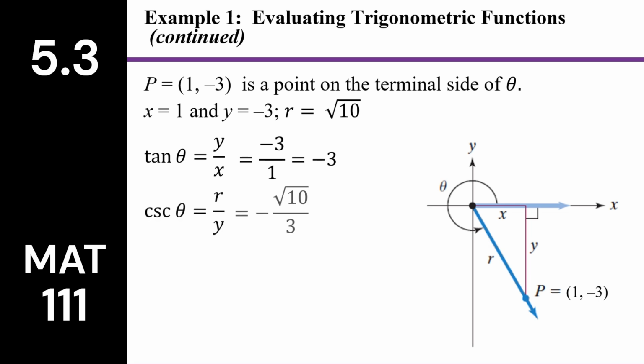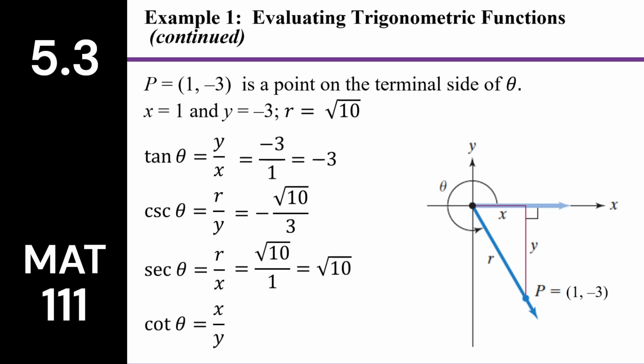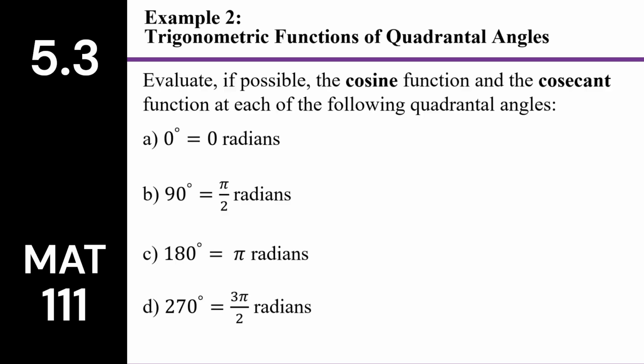Cosecant is r over y, that is negative radical 10 over 3. Secant is r over x, that's radical 10 over 1, which simplifies to radical 10. And finally, cotangent is x over y, which reduces to -1/3.